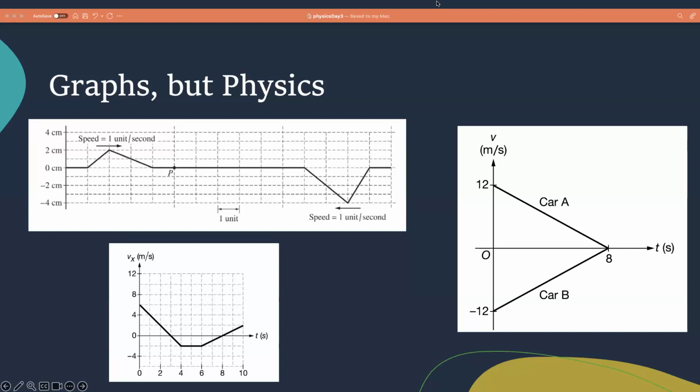Anyway, yeah, you'll have a lot of these graphs. These are very common, whether you're having to plot points on the graph or it's simply just given a graph with lines like this.